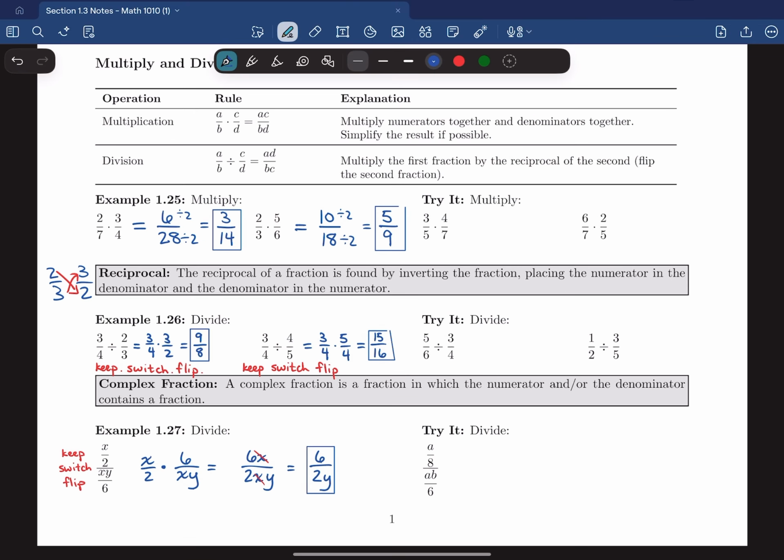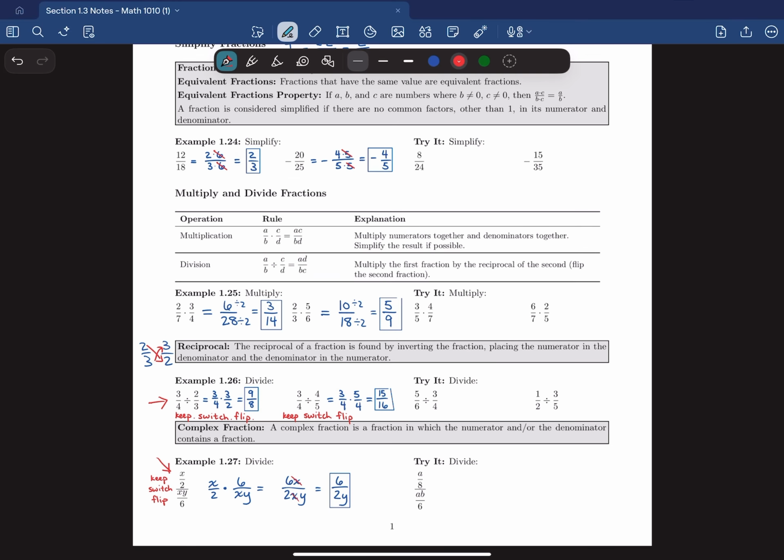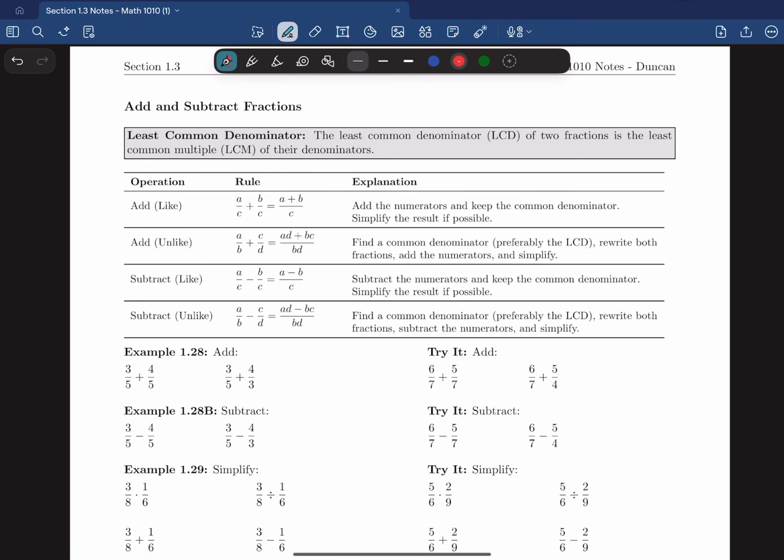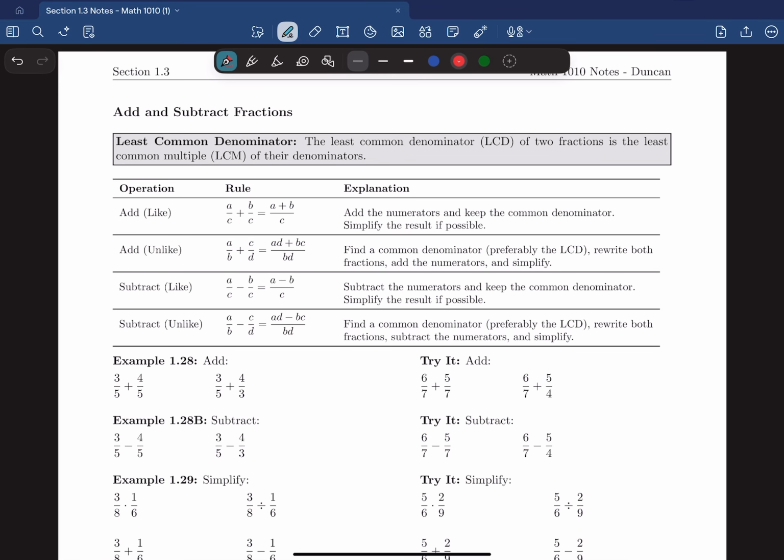Great. So you will do the same method of fraction division, whether you see it like this or like this. It's the same. Let's move forward and talk about adding and subtracting fractions.